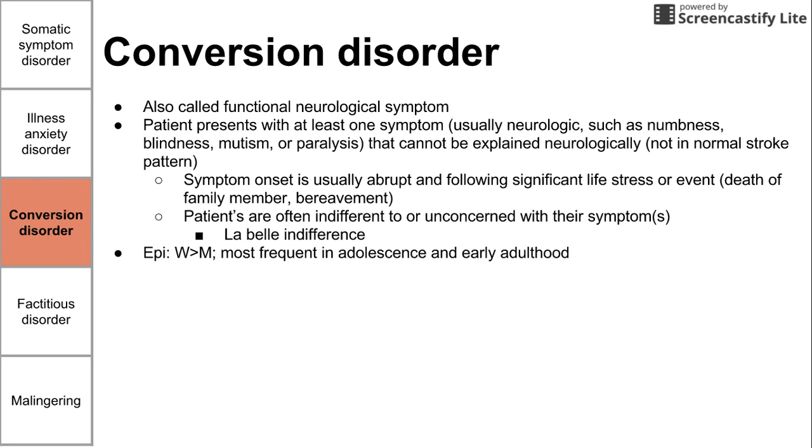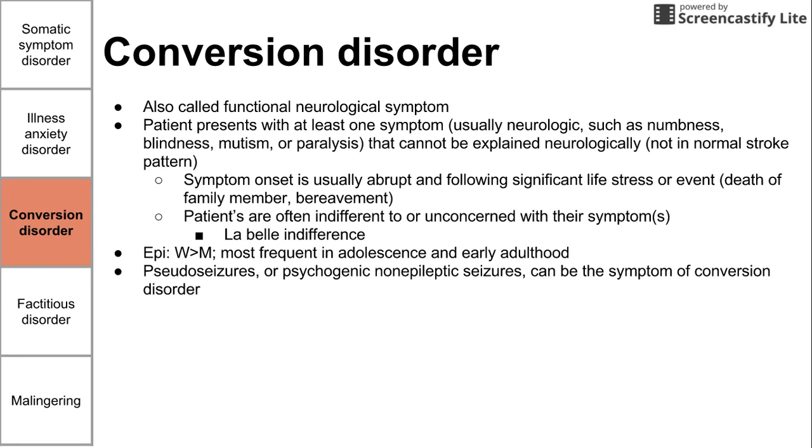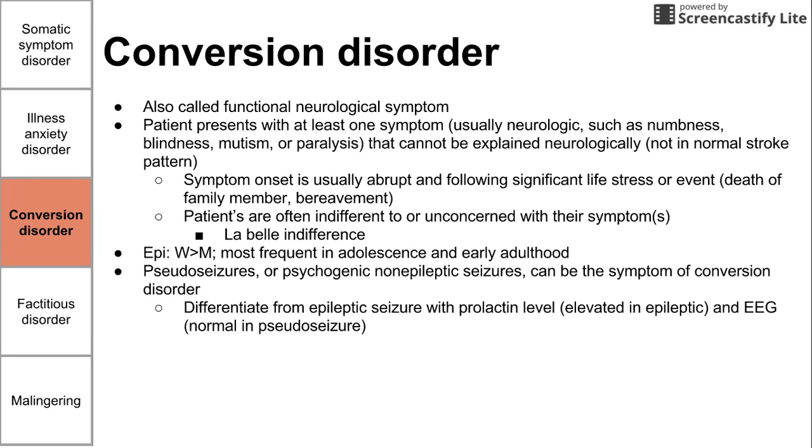This is more prevalent in women than men, and it most frequently occurs in adolescence and early adulthood. Another symptom that can present in conversion disorder is a pseudo-seizure, also called a psychogenic non-epileptic seizure. And this essentially can be differentiated from a normal epileptic seizure based on prolactin levels, which are elevated in epileptic seizures but normal in pseudo-seizures, and EEG readings, which are normal in pseudo-seizures but show epileptic activity in epileptic seizures. So pseudo-seizures, or what would look like a grand mal tonic-clonic seizure, can be the presenting symptom of conversion disorder.